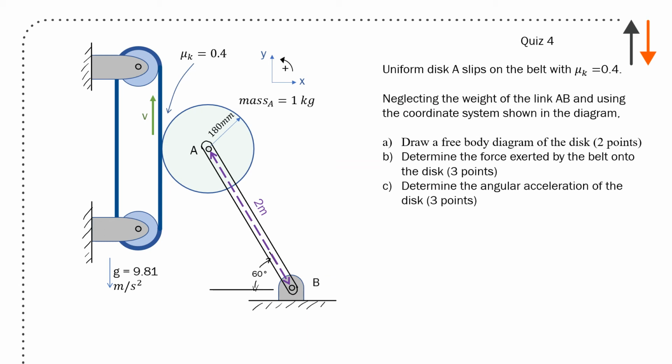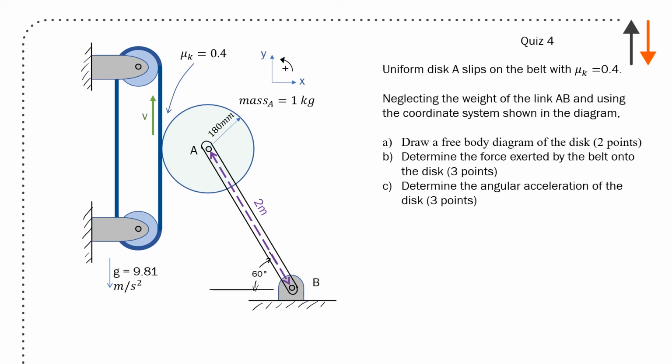Quiz 4 was a rigid body kinetics problem. You had a uniform disk A that slips on the belt with a μK of 0.4. Neglecting the weight of the link AB, which is 2 meters long, and using the standard coordinate system, x, y positive and counterclockwise positive.